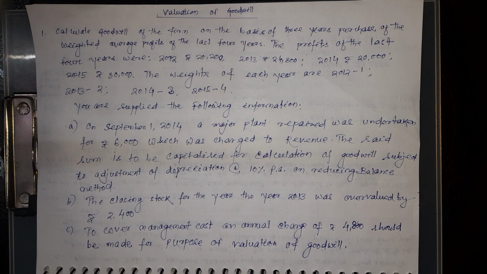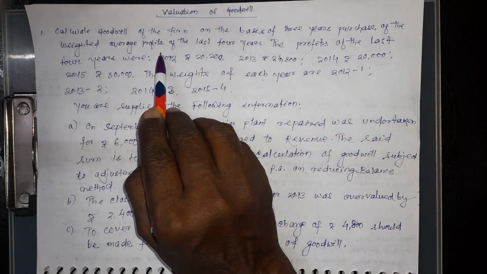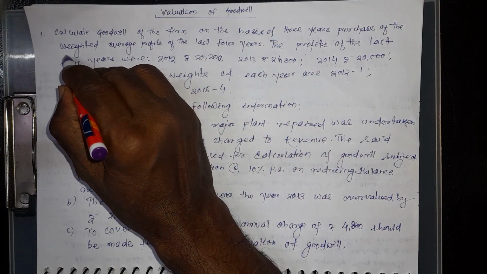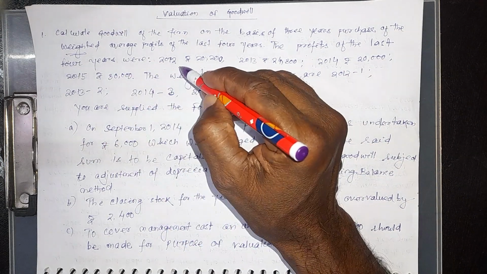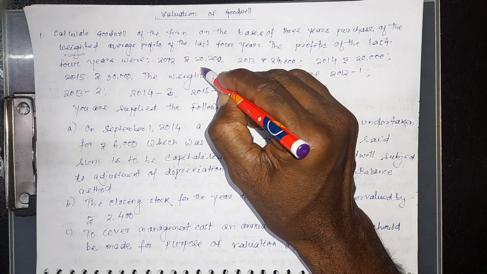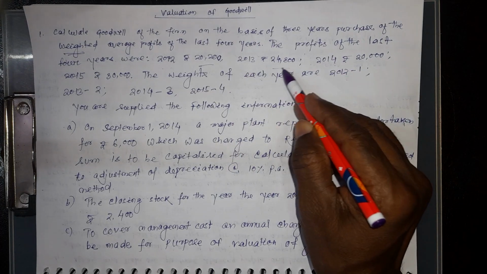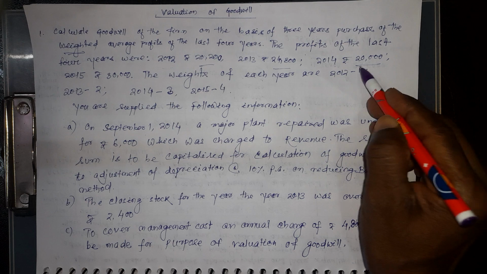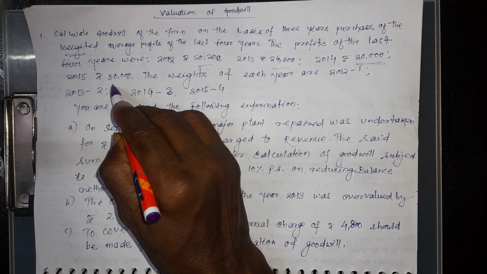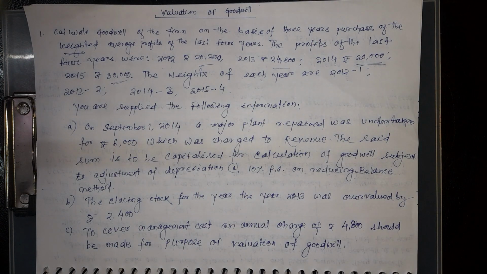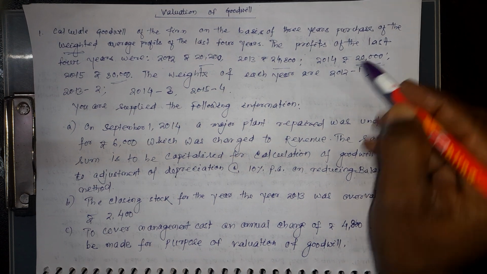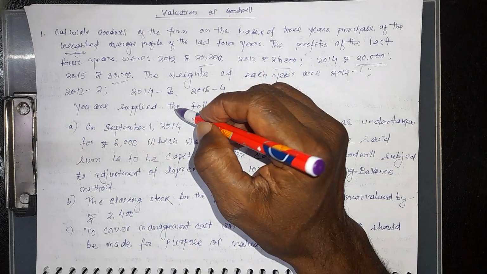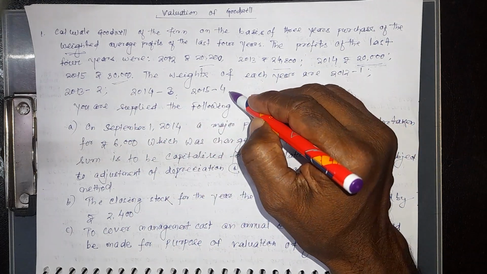Here it is written, calculate goodwill of the firm on the basis of 3 years purchase of the weighted average profit of the last 4 years. So this question is related to the weighted average. The profit of the last 4 years is given: 2012, 20,200; 2013, 24,800; 2014, 20,000; and 2015, 30,000. The weights of each year: 2012 has weight 1, 2013 weight 2, 2014 weight 3, and 2015 weight 4.